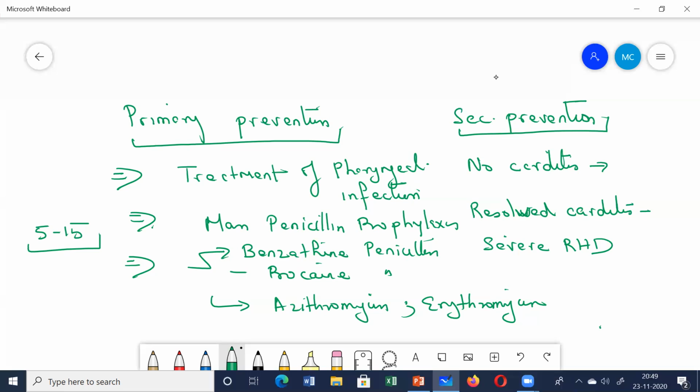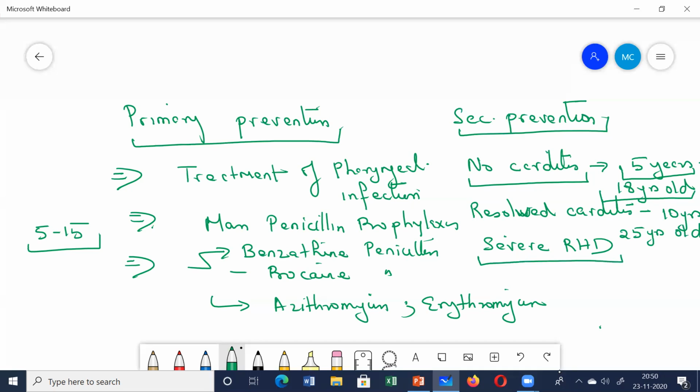That same thing, the intramuscular injection of benzathine penicillin that is given every 3 weeks. But let me first tell you the duration, and then I'll tell you what prophylaxis I am talking about. With no carditis, the prophylaxis is continued for 5 years or until the patient is 18 years old, whichever is longer. If the patient had developed carditis, but it has resolved, we give the treatment for 10 years or till the patient is 25 years old. This you have to remember, very important.